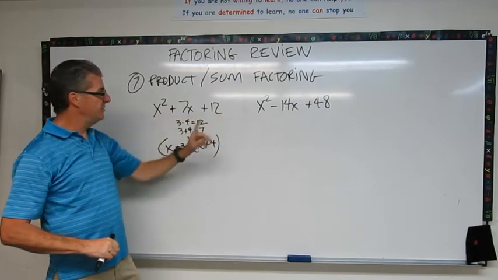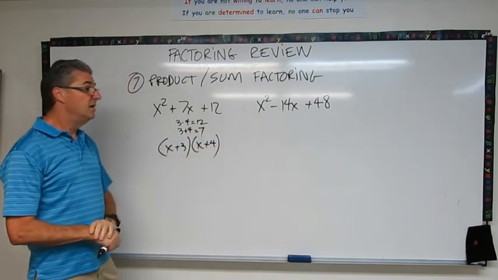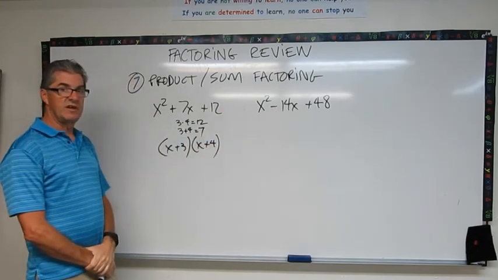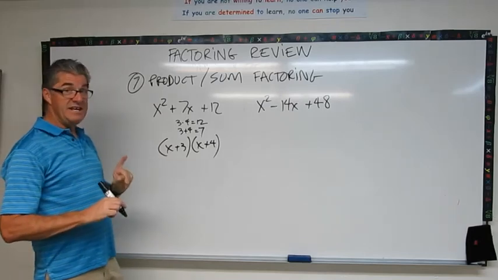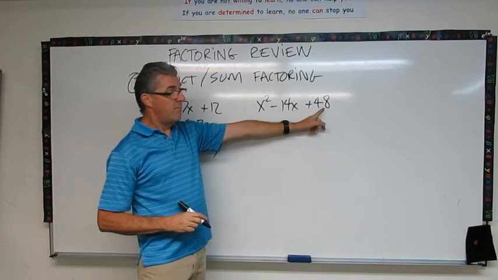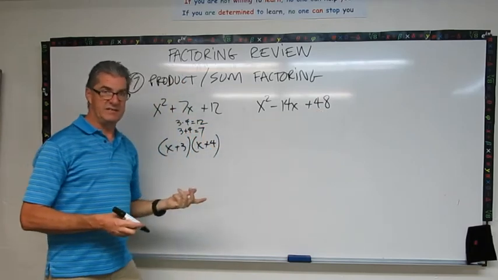This one's similar. You'll notice that there's a minus on the middle term, so that's going to change a little bit about what you do, but it's the same process that we just went over here. Okay, let's see how you did. I need two factors that multiply to 48 that add up to negative 14.